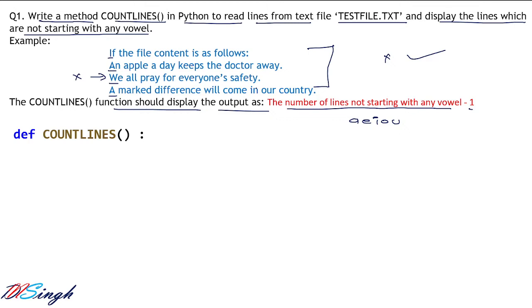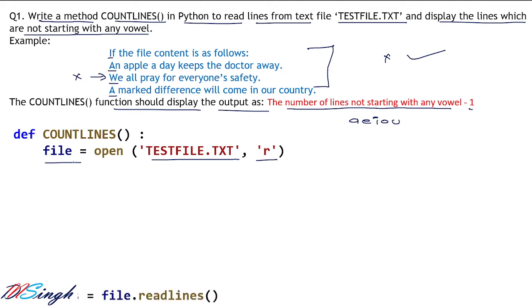So just we use the open function which takes two arguments, file name and read mode, and this is our file handle which we have created. Once you have created file handle, then we can utilize the function called read lines. So what read lines will give? Read lines will give list of lines.